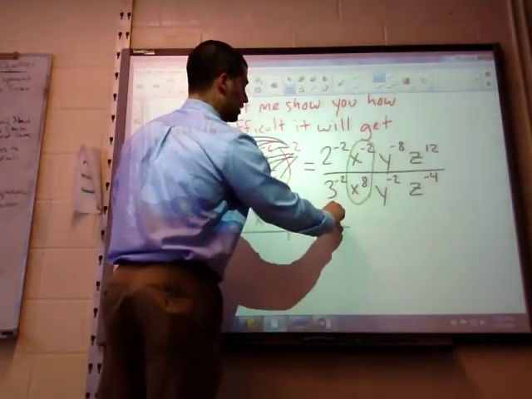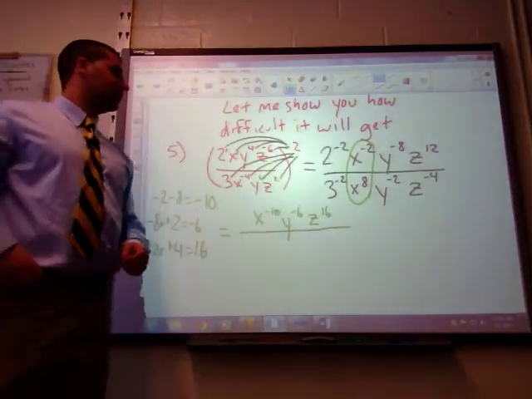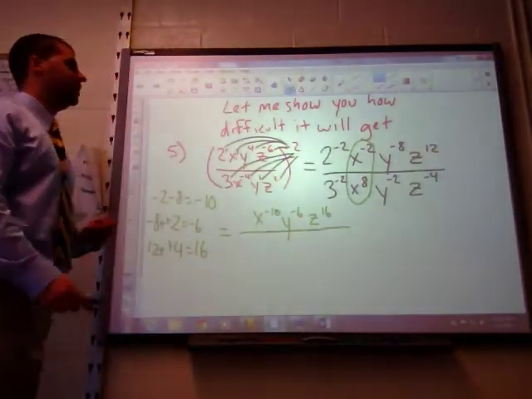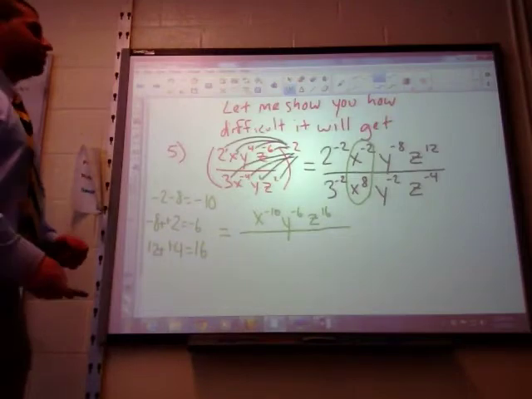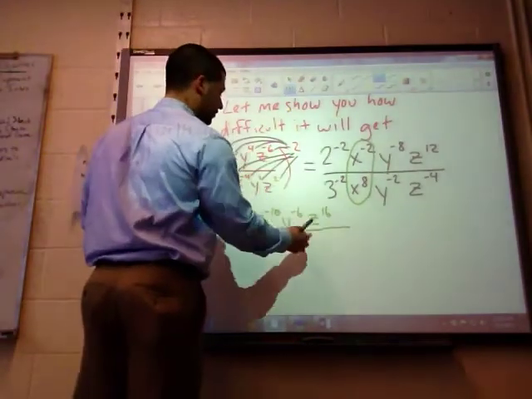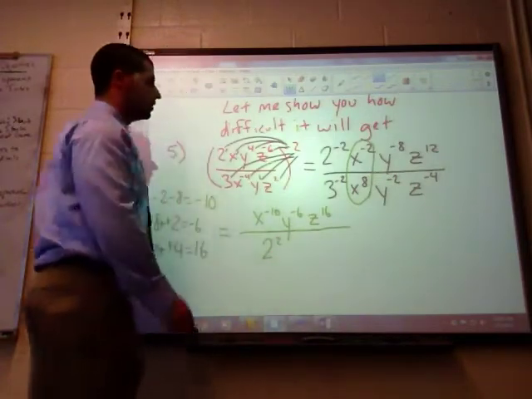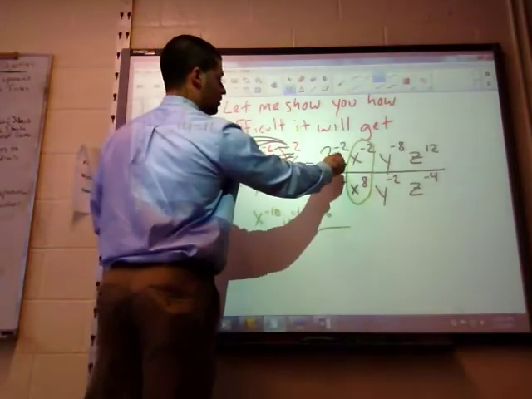So right now we see two problems. We have a negative exponent here, a negative exponent here. The numbers, do they have the same base? No, so we can't combine them. All we can do is make sure our exponents get positive. 2 to the negative second needs to move to the bottom to become positive, right? That becomes 2 to the second. 3 to the negative second needs to move to the top to become positive.